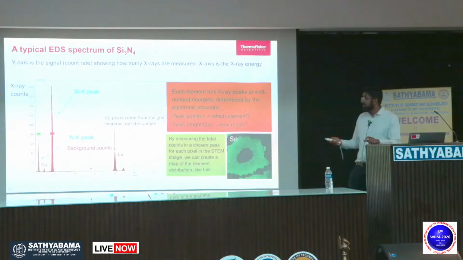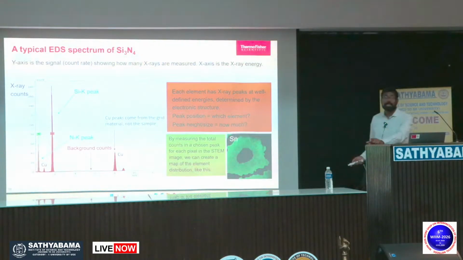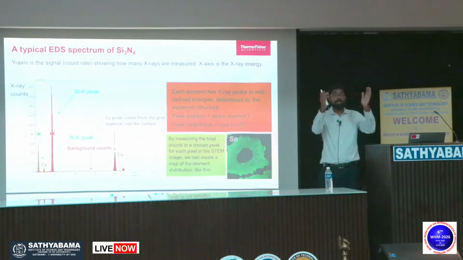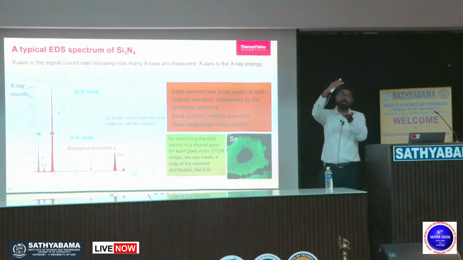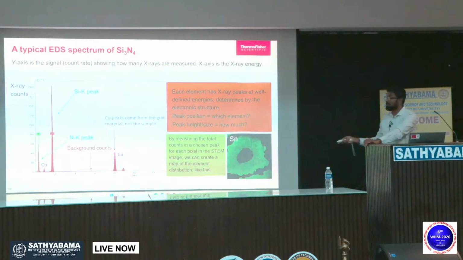So for EDS, everybody knows the X-rays have an energy, and each energy is characteristic of the element. So it has bands. Each element has lower and upper bands, so this is very characteristic. Each element has different energy. Suppose silicon has this peak, copper has a different energy. So this energy is plotted as a function of the counts.